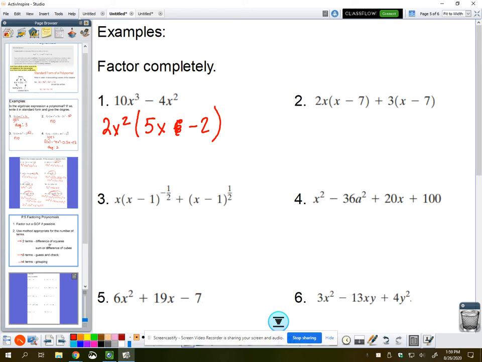All right, so number 2, I have 2 terms, and this x minus 7 is common, so that is my common factor. If I divide this whole term by x minus 7, those x minus 7's cancel, and I have 2x. If I divide this term by x minus 7, the x minus 7's cancel, and I have 30.